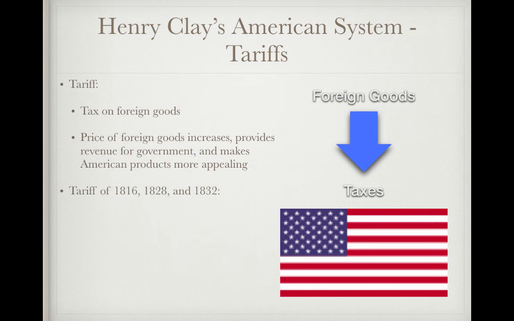This is seen through the Tariff of 1816, Tariff of 1828, known as the Tariff of Abominations, the Tariff of 1832 as well. All of these raise the price of foreign goods. And the idea was to help American industries. Remember, I mentioned these infant American industries were struggling against the British. Here's a way to help them.